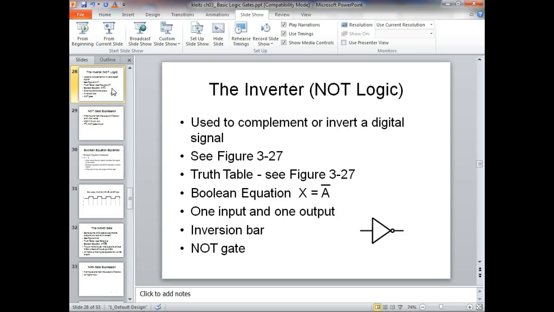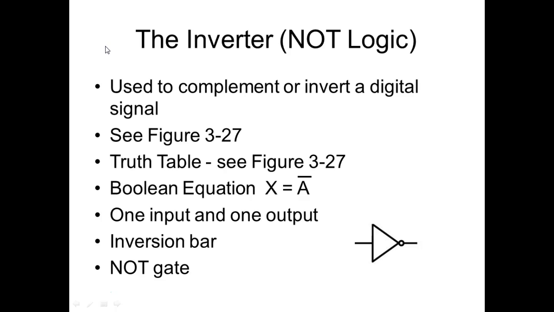Okay, so the first low active output we're going to look at is something called an inverter, which does not logic. Used to complement or invert a digital signal. So in logic, the term complement means opposite of. It's not that we're saying, you look good today. So in logic or digital, it means it's the opposite of. This would be figure 3-20, should be 327 in your textbook.